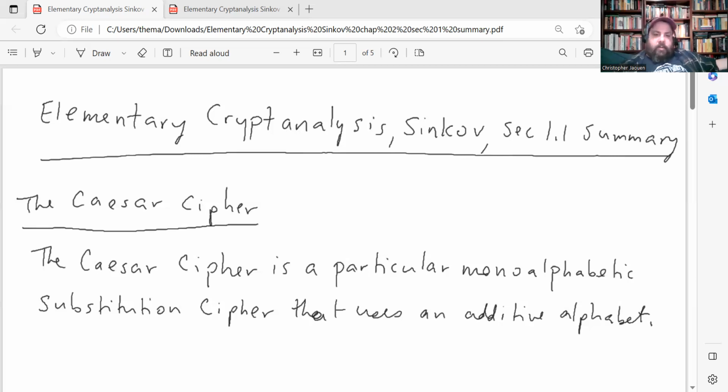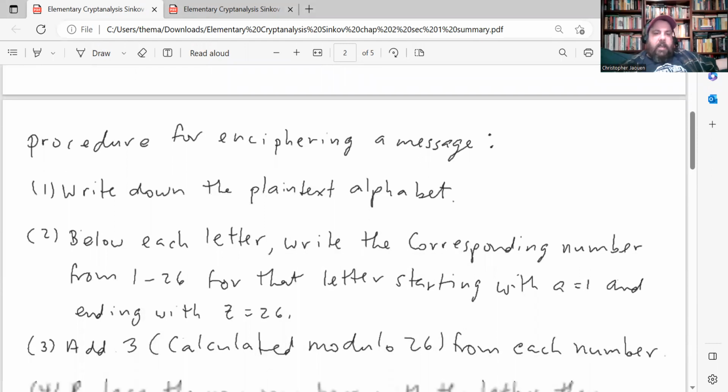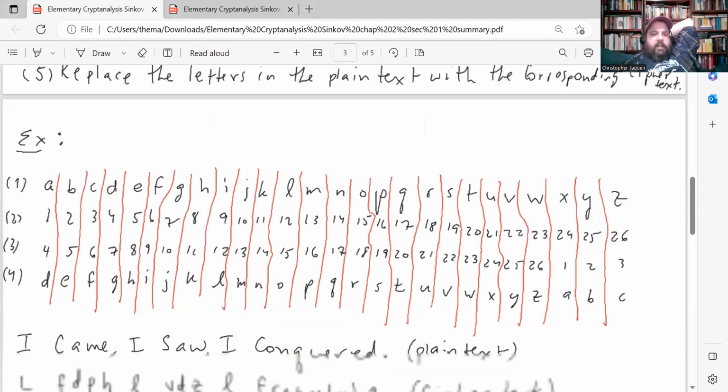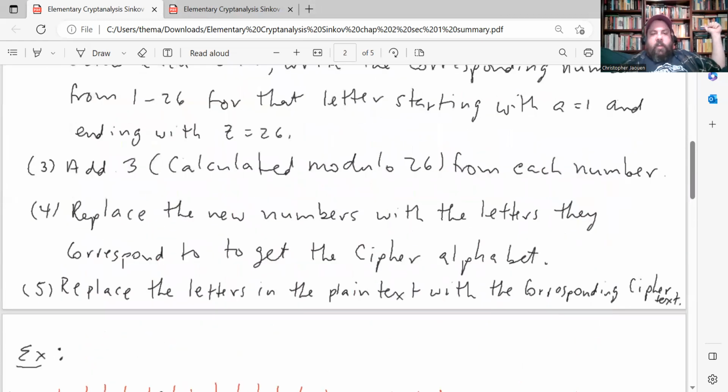So let me scroll down and I'll explain how you encipher using the Caesar cipher. Here's the procedure. The first thing you do is write down your message, the plain text. He gives an example in the book. Say you want to send someone this message in secret: "I came, I saw, I conquered." That's called the plain text. That's the message that you want to send.